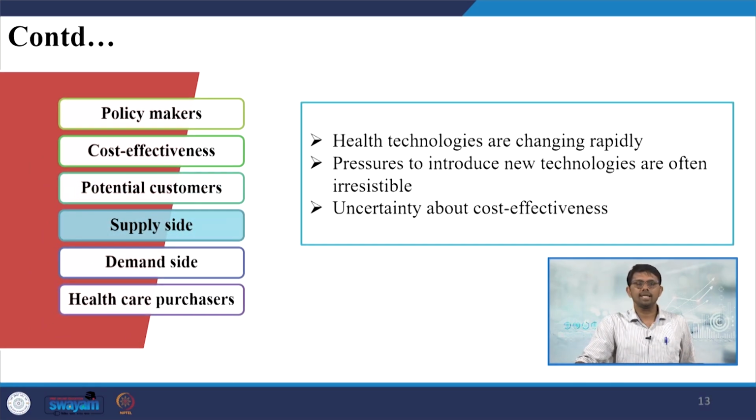So far as supply side directions are concerned, health technologies are changing rapidly, and the pressures to introduce new technologies are often irresistible, with uncertainty about cost effectiveness as well. So far as supply side perspectives are concerned in provisioning services to the public, if efficiency scores are really justifying enough, it would be good to supply that product, especially in healthcare.